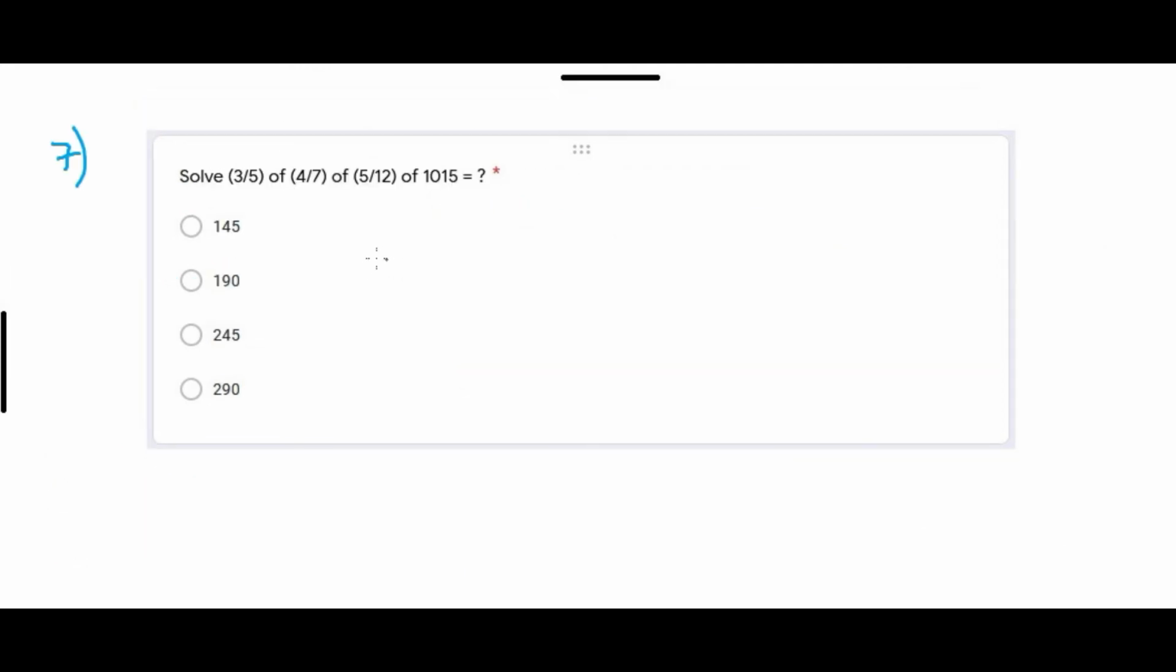So this is the next question. Solve 3 by 5 of 4 by 7 of 5 by 12 of 1015. So this is the question. Now we can deal with it. 5 is there, so I can cut 5 in 1015, 203 times. Next 3 4s are 12, and this is also 12. That's all. Now it is 5 into 203 by 7.